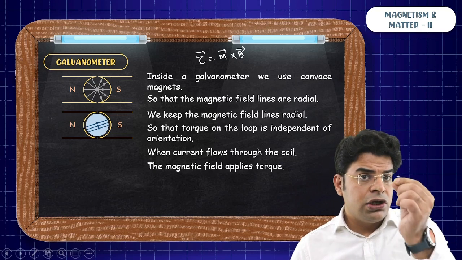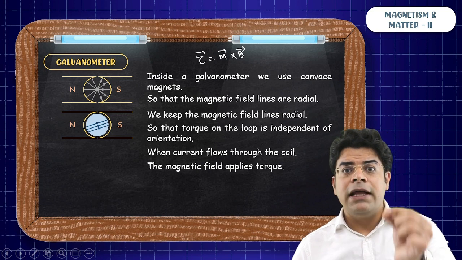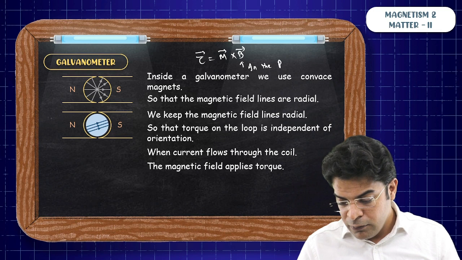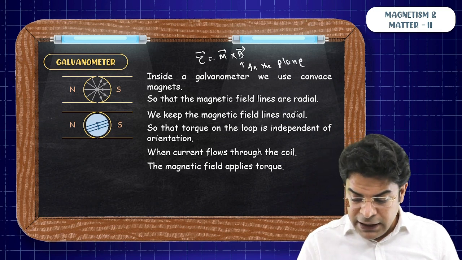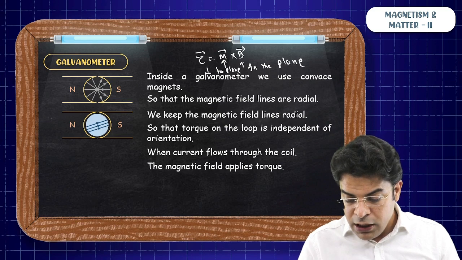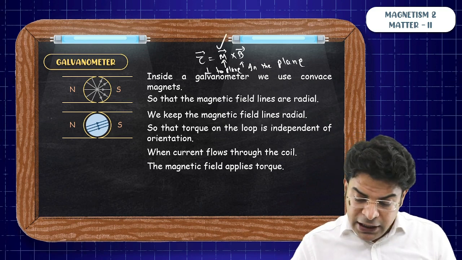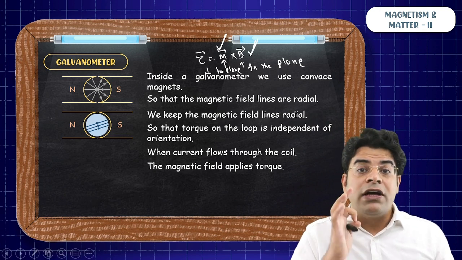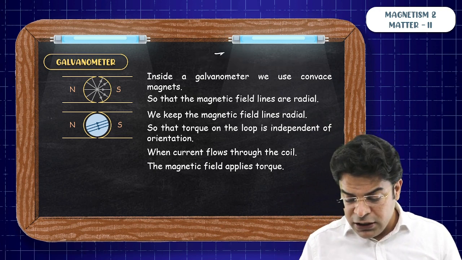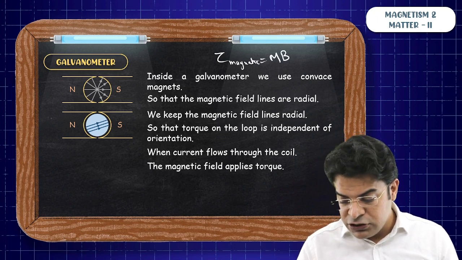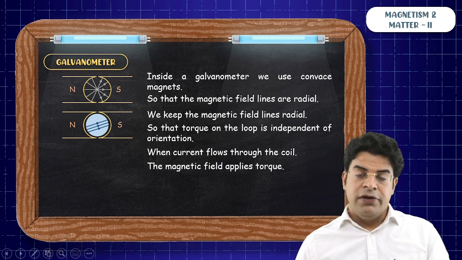Since the torque is being applied by the magnetic field which is in the plane of the coil, and the magnetic moment of a coil is perpendicular to the plane of the coil, hence the angle between the magnetic moment of the coil and the magnetic field which is applying the torque is 90 degree. So you can write the magnetic torque to be nothing but the magnetic moment of the coil multiplied by the strength of the radial magnetic field.